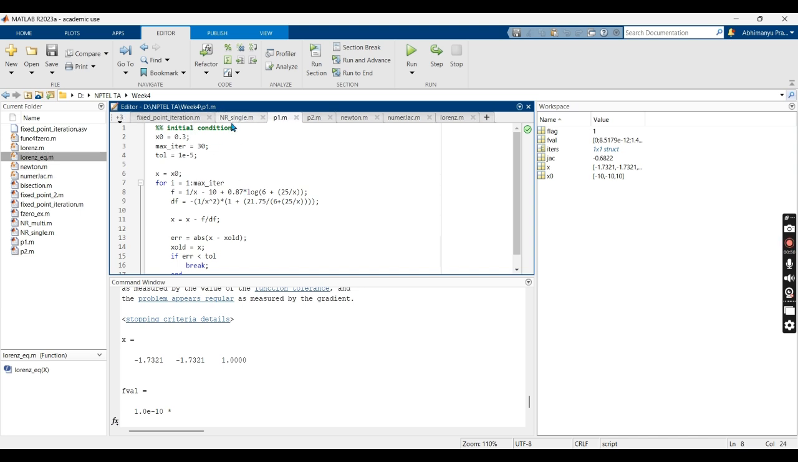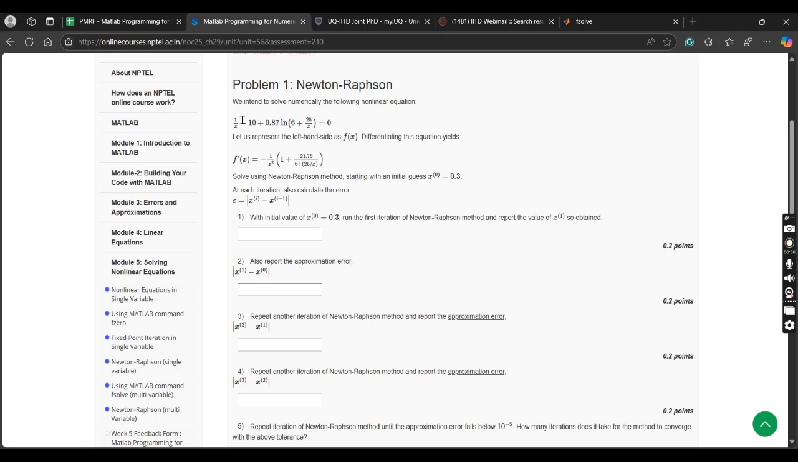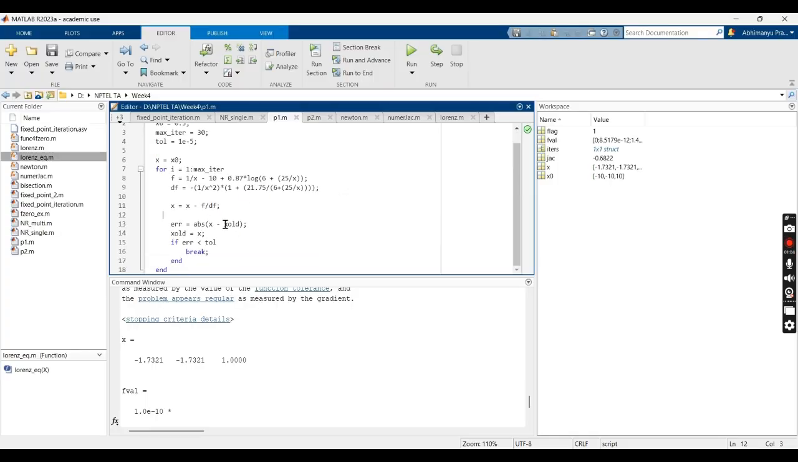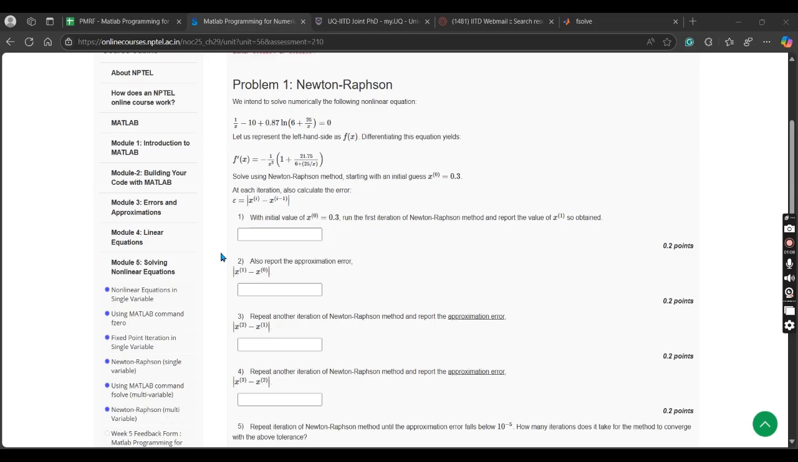So this is the same Newton-Raphson single variable code. I just changed the function and derivative based on the given problem, right? So I just entered this as fx and this as my f prime x. So this is the update rule. I'm calculating the error and then I'm checking the tolerance.